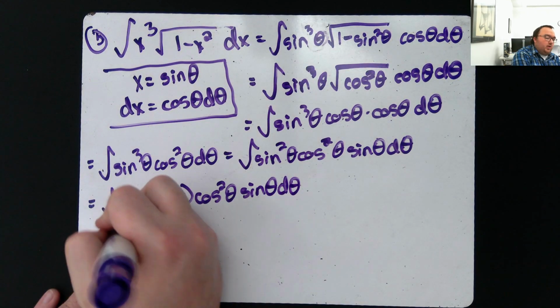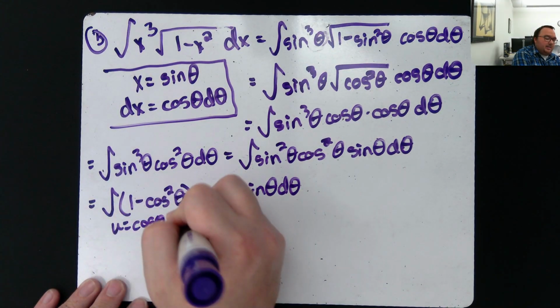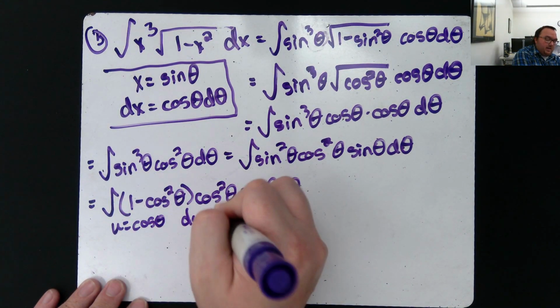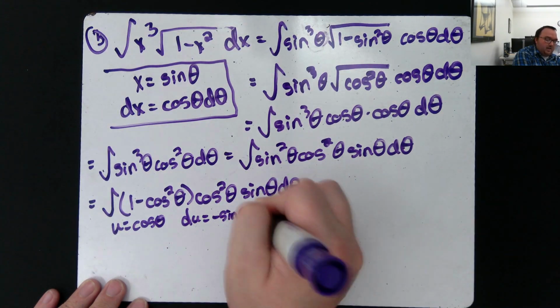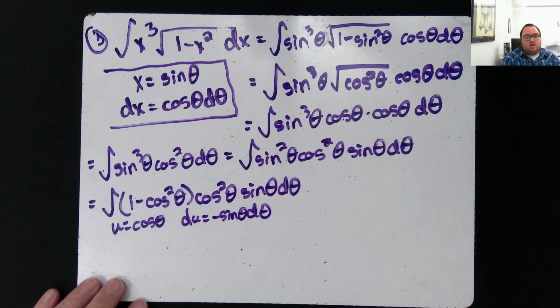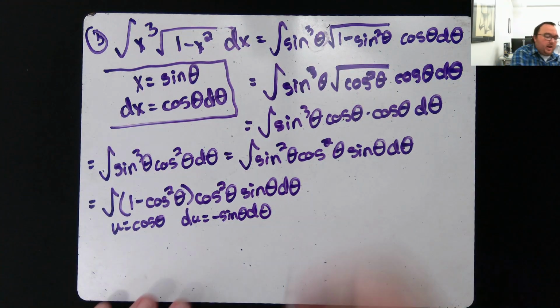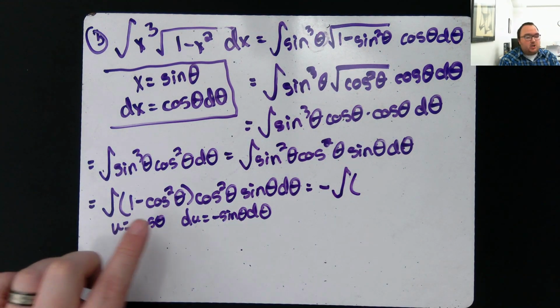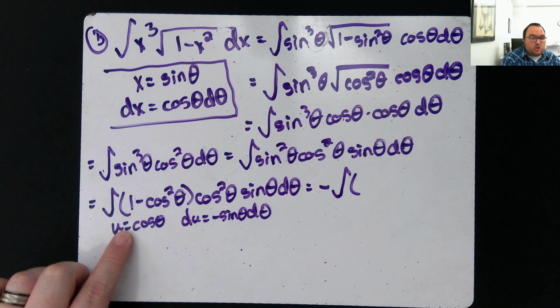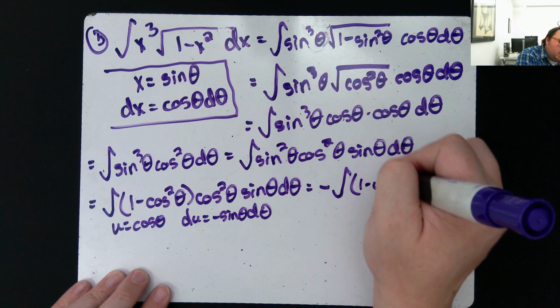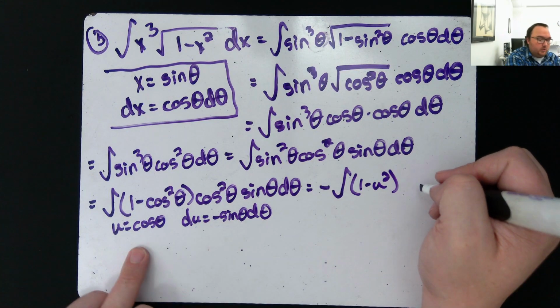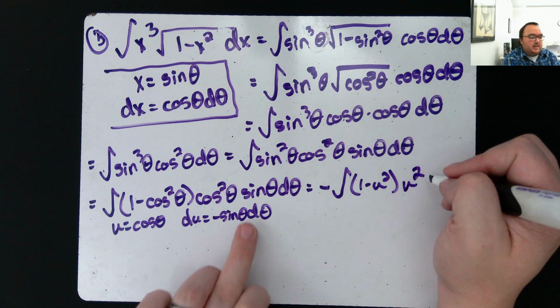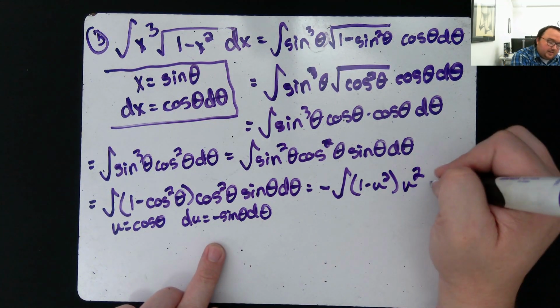with u equals cosine, because du would then be negative sine d theta, which I have out here. The minus sign, remember, I'm going to bring out front, so it's going to be negative integral. 1 minus cosine squared would be 1 minus u squared, times cosine squared, which again is u squared. Sine theta d theta is now du.